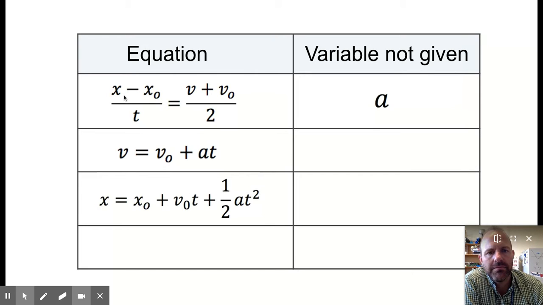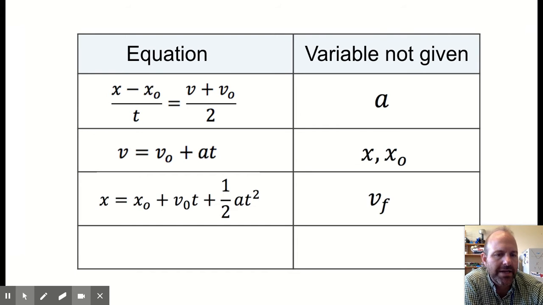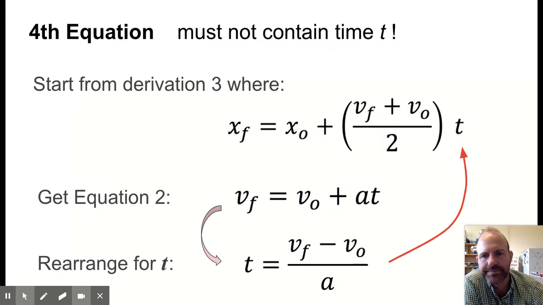So, equations. The first equation, we don't have acceleration in it. The second equation, no position information. The third equation doesn't involve final velocity. In fact, it has no final quantities necessary to solve for the final position. And that leads us to our last equation, which ideally would not have time in it, because we would like an equation every time that has a missing variable.